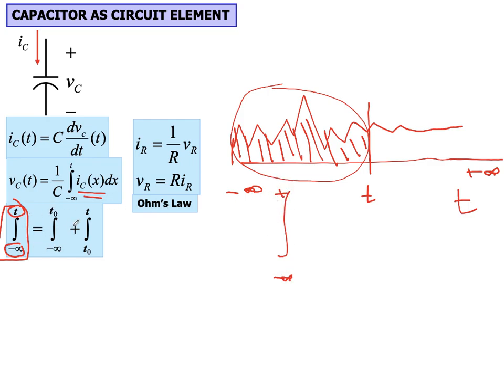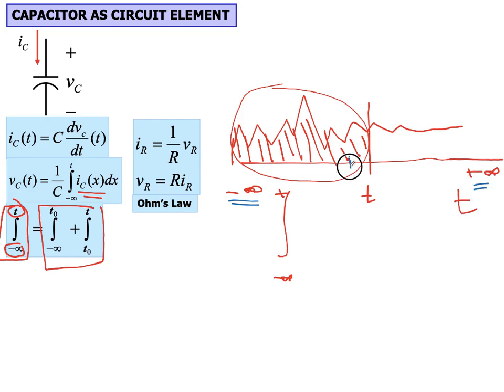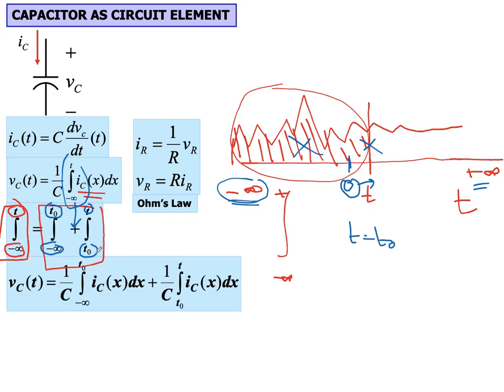We can write this integral as the sum of two integrals. Let me use a different color. Let's say I consider this as minus infinity, this is plus infinity, and this point here is 0, which is time equal to t naught. So I can convert this whole integral into two parts: one from minus infinity to t naught, and then from t naught to t. If you add these two integrals together, it will give you the same result. If we replace this integral with these two, we will get an expression like this.